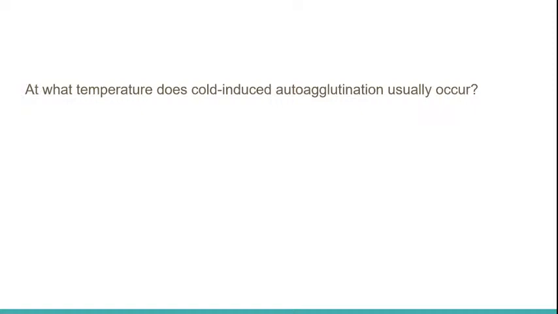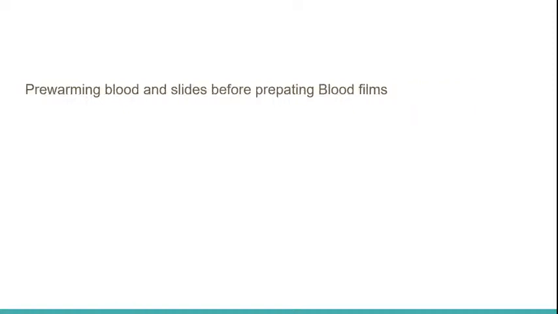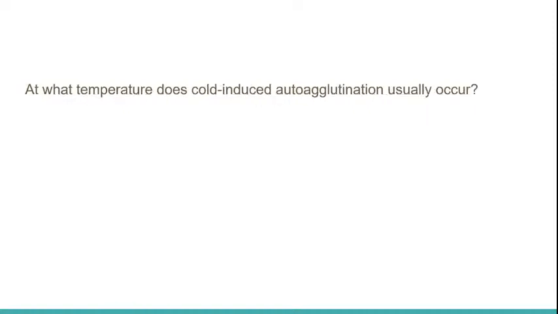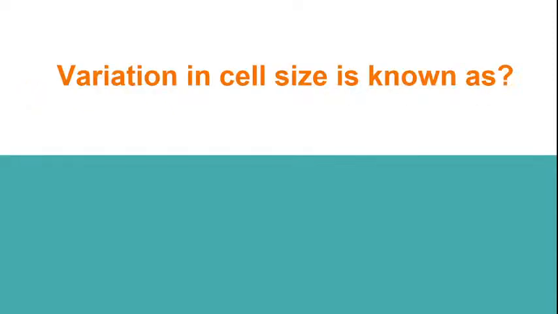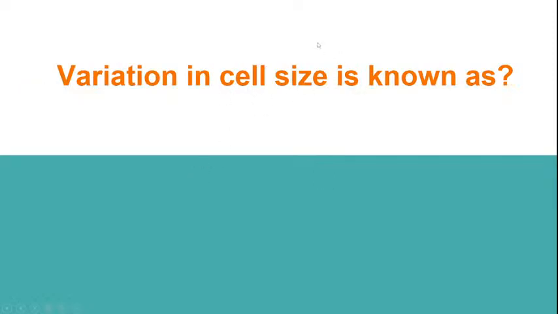But one person needs to put the slide. If we're going to prepare it for the smear analysis, the slides also need to be pre-warmed. Okay? Usually at 37 degrees Celsius. Now, I mentioned this question before, the variation of cell size. Okay, the correct medical terminology is, of course, anisocytosis. Variation in cell size is known as anisocytosis.